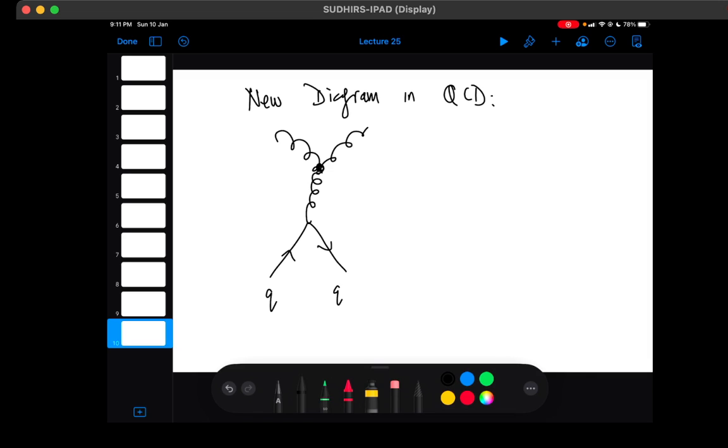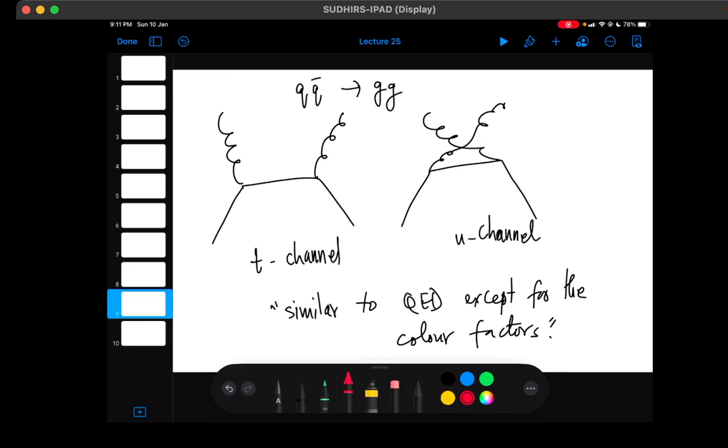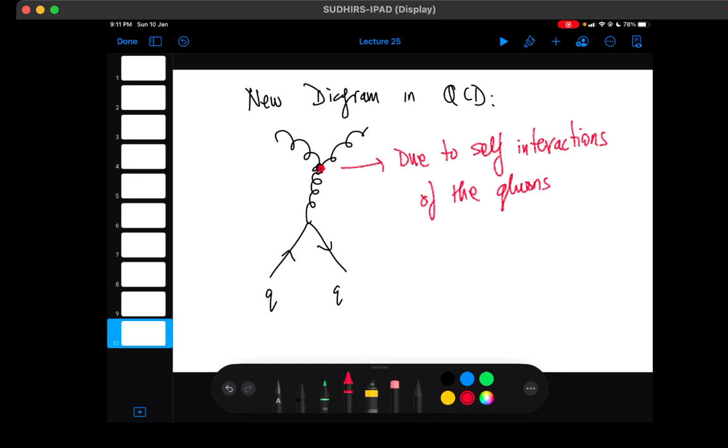So you have, in addition to these two diagrams which we have seen, which are very similar to the electron positron pair annihilation, in QCD, for strongly interacting particles with color, an additional diagram, which is given by this. This is the S channel diagram.